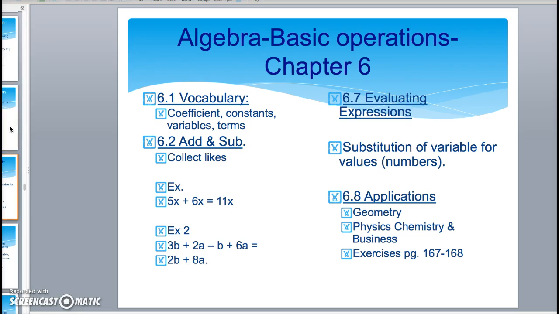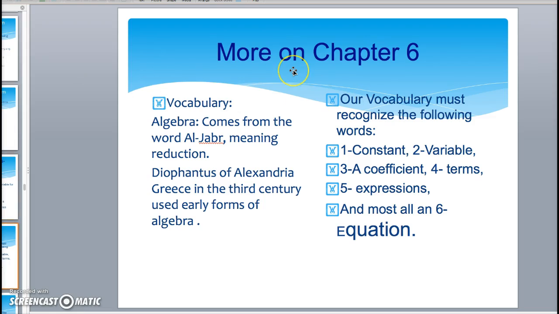Now, the new material we're going to talk about are some of the algebraic operations. Finally get into algebra. Algebra is chapter 6, the basic operations. We're going to talk about vocabulary first, like coefficients, constants, variables, and so on. So let's talk about those.